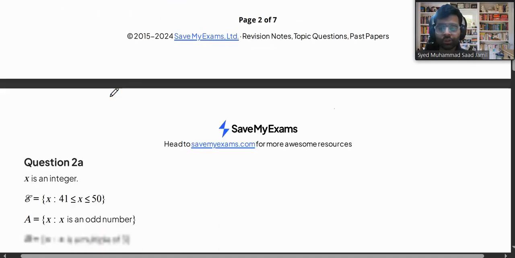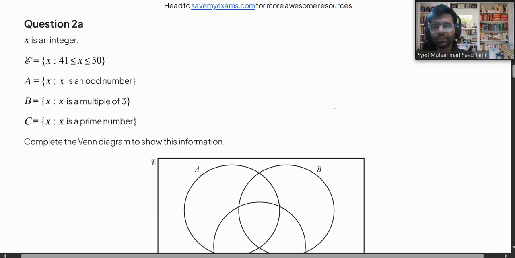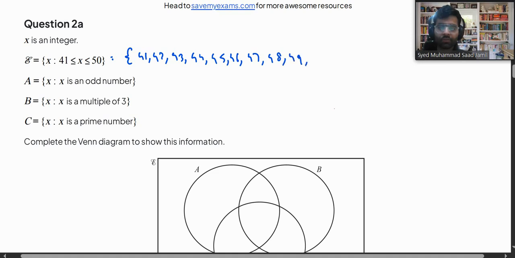Moving on to the next question, it says universal set is such that X is such a number that it is between 41 and 50. All the numbers, because it says X is greater than or equal to 41 and less than or equal to 50. So I will do universal set is 41, 42, 43, 44, 45, 46, 47, 48, 49 and 50.